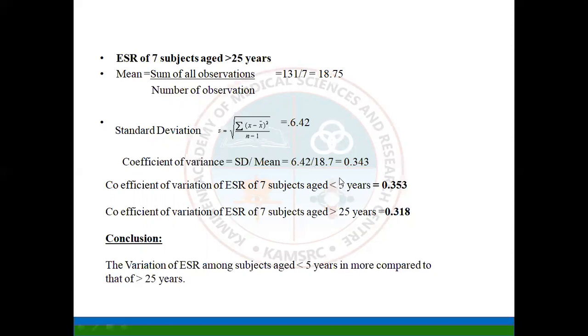For the first group, below 5 years of age, and for the second group, more than 25 years of age, the CV is 0.353 for the first group and 0.318 for the second group. So which one is more? 0.353. What does it say? The variation of ESR among subjects aged less than 5 years is more compared to those more than 25 years of age.